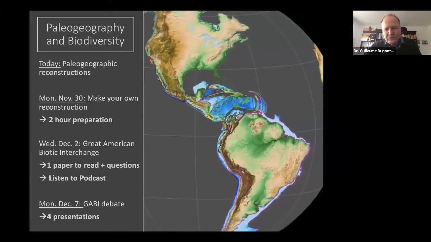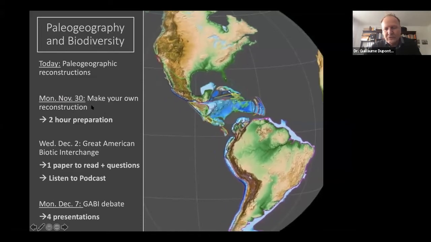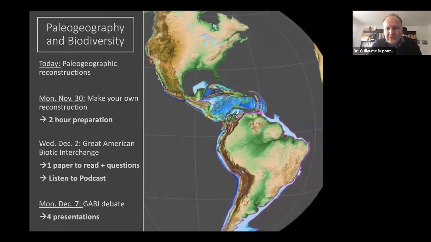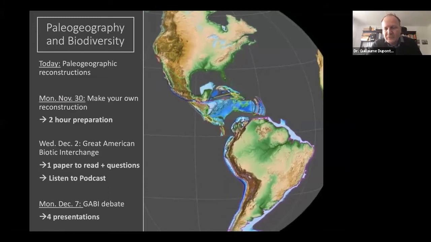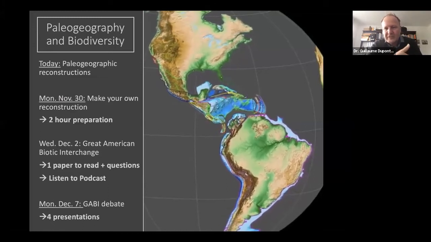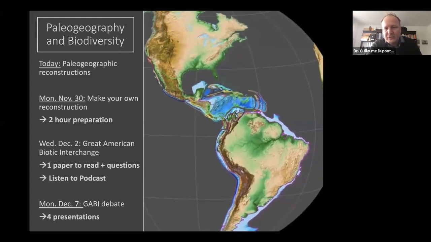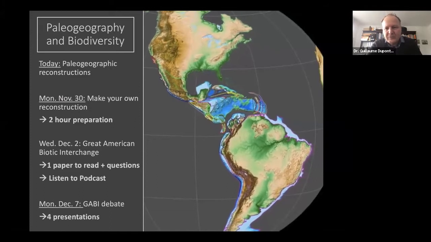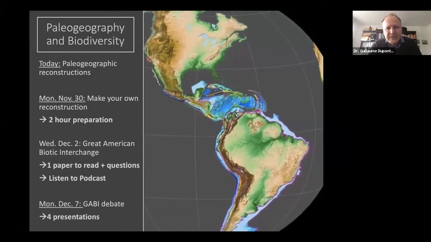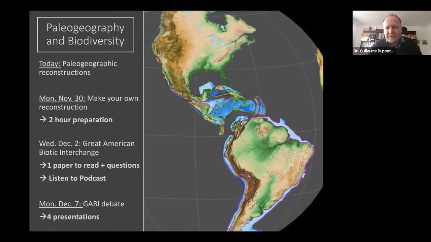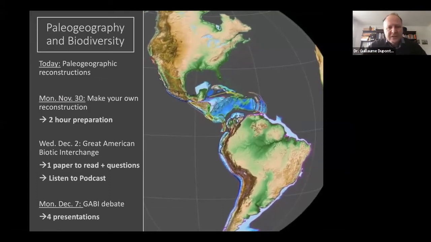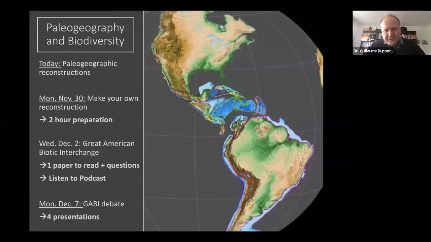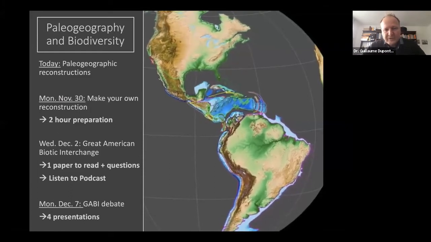And to prepare for that, you need to go on the Moodle and do a few tutorials so you understand the software. You have to download the software and then understand a little bit how it works. The software is called GPlates. Maybe some of you heard of it before. And it enables you to make these nice maps. We'll go into that.